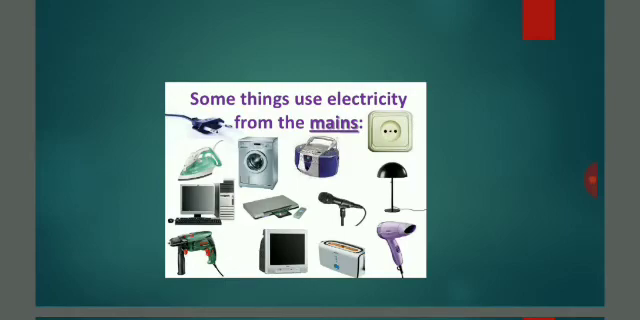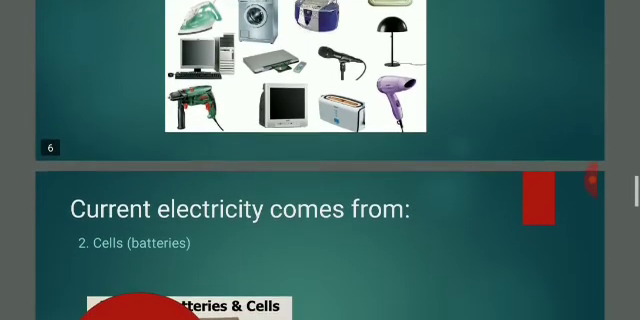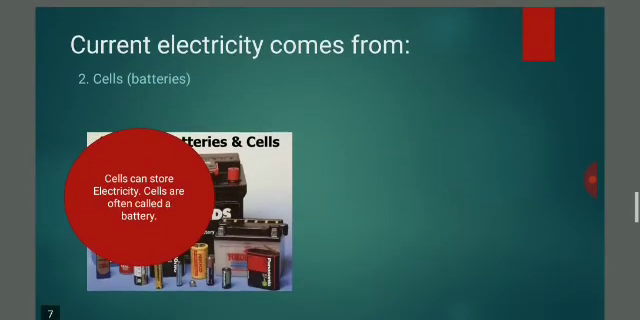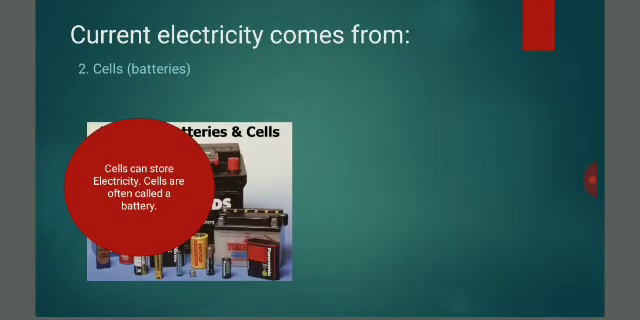As we said, there are two current flows of electricity. The first one is main electricity and the second one is cells. What are cells? Cells are batteries. Okay, synonym, we can say batteries. And they can store electricity inside. And cells are often called batteries, as we learned. Here you can see very different types of batteries or cells.